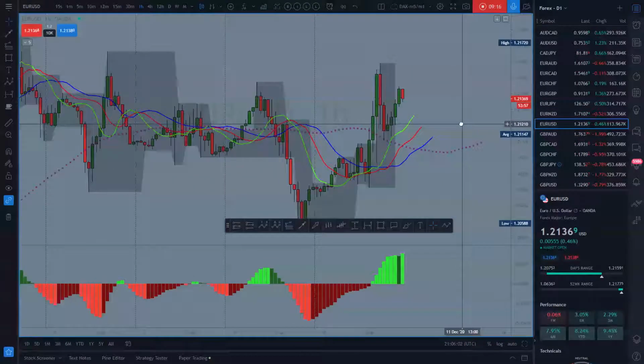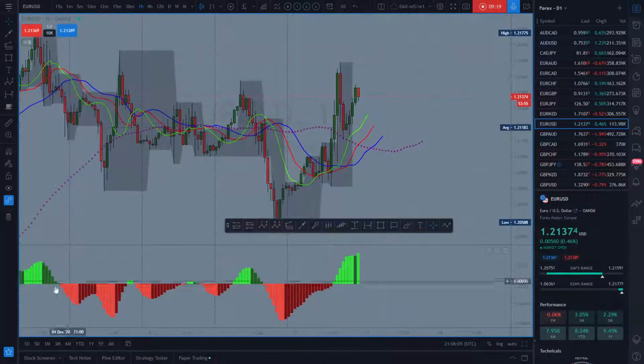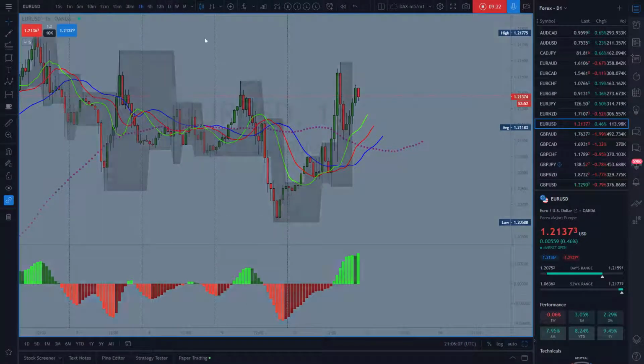The euro dollar is going up on the daily chart, or was going up.